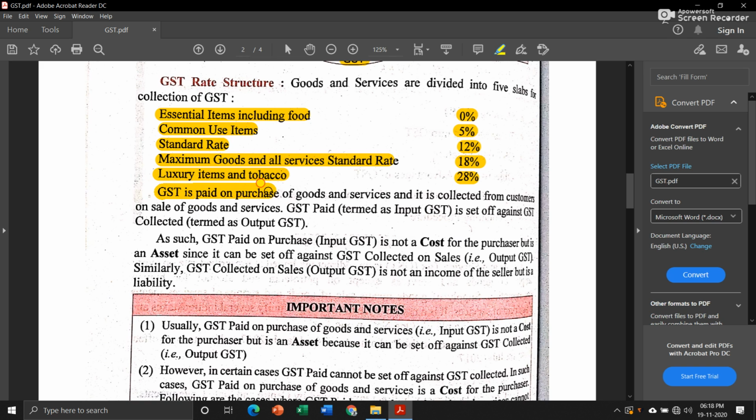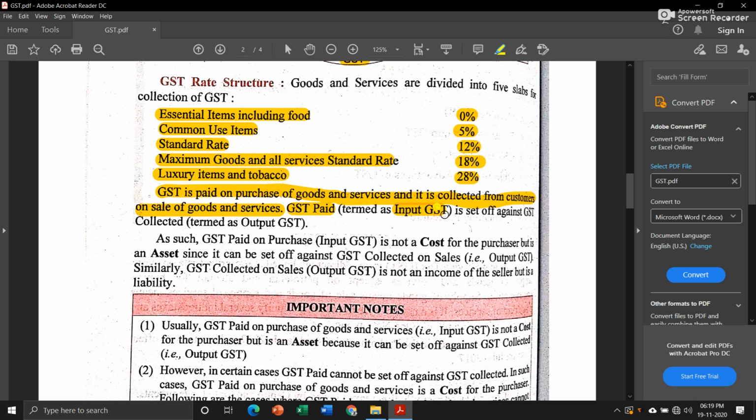Now there are some important notes that you have to understand under GST. GST is paid on purchase of goods and services and it is collected from customers on sale of goods and services. Imagine yourself as a consumer. You went to a shop and purchased something. At that time you are paying GST to the shopkeeper. Now imagine yourself as a shopkeeper. While selling goods, you are collecting GST from your customer. When we pay GST, it is termed as input GST.